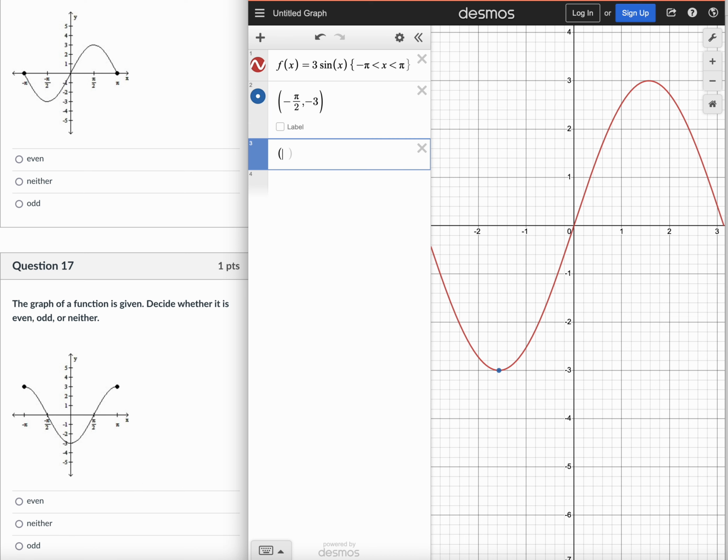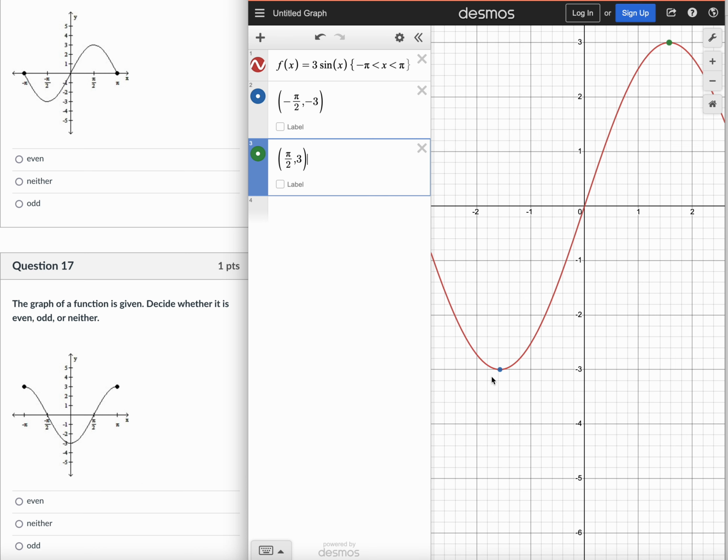Another point will be positive pi over 2 and positive 3. That's this point. If you connect those two points, the line will go through the origin. So when you rotate this line 180 degrees, then this point will go here, and this point will go here.